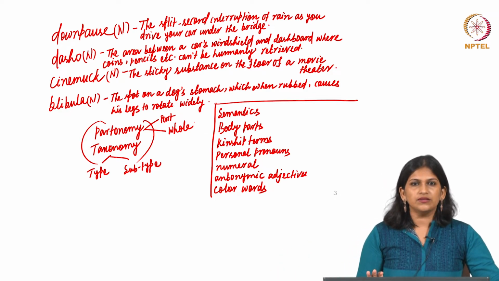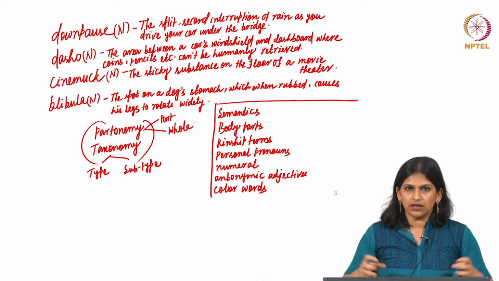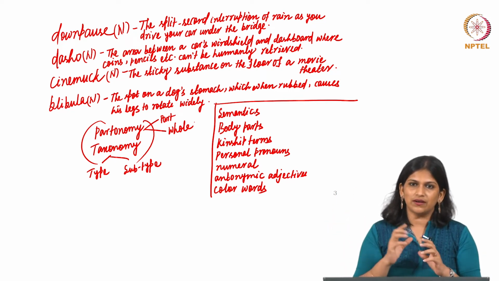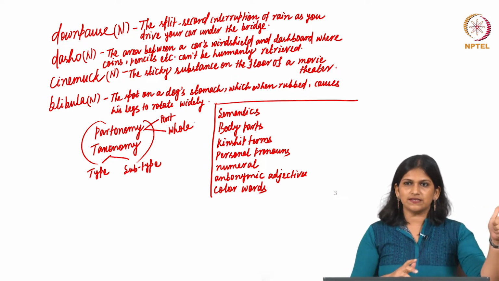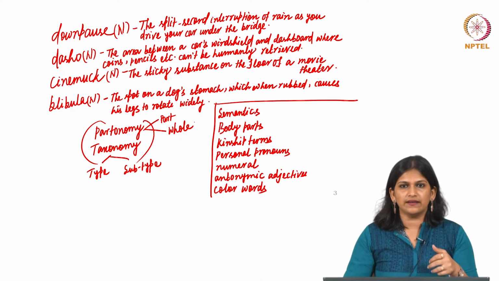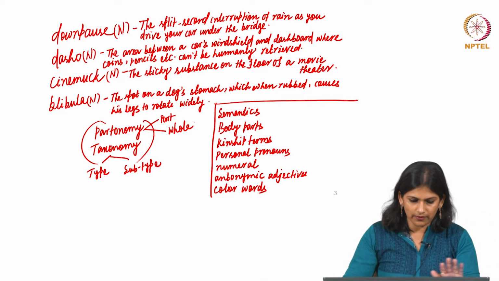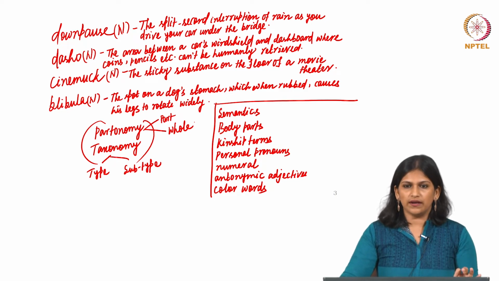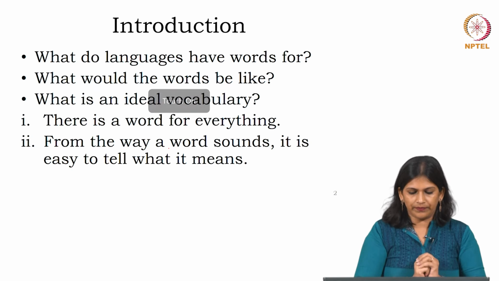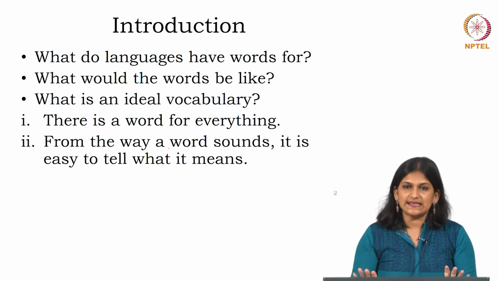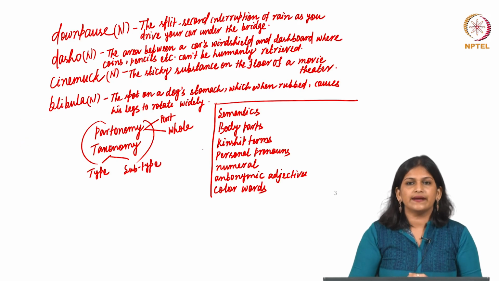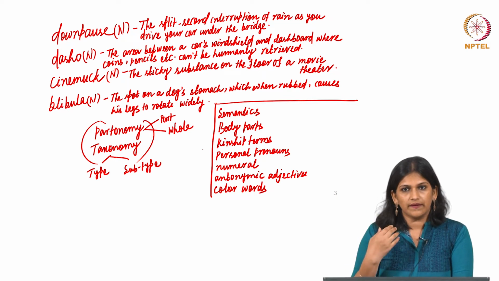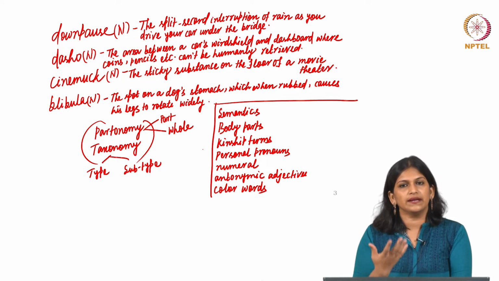Okay. So, with this information about having a word for everything, let us go to the second question. What was the second question related to the ideal vocabulary? The first feature of the ideal vocabulary is that there is a word for everything, and we have gone through the discussion. It is not practically possible. Then the second question was: from the way a word sounds, is it easy to tell what it means? Do you think that is possible in each case, that the hearer can actually understand what it means from the sound? Is it possible in languages?